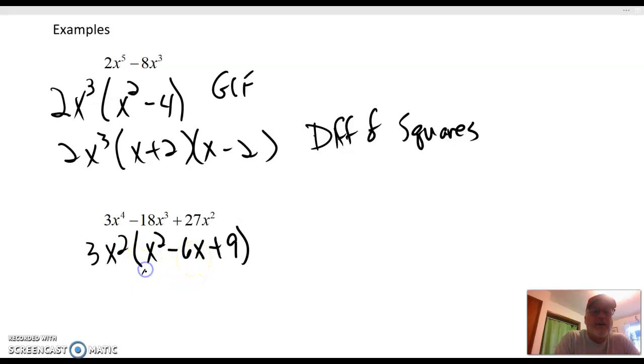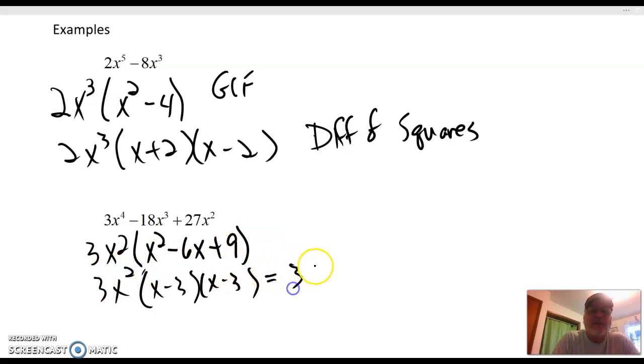So either way, you're going to factor this into x minus 3 and x minus 3, and you have your 3x squared. If you did it as a perfect square trinomial, it would probably look like this: 3x squared times x minus 3 squared. Either one is fine. Okay.